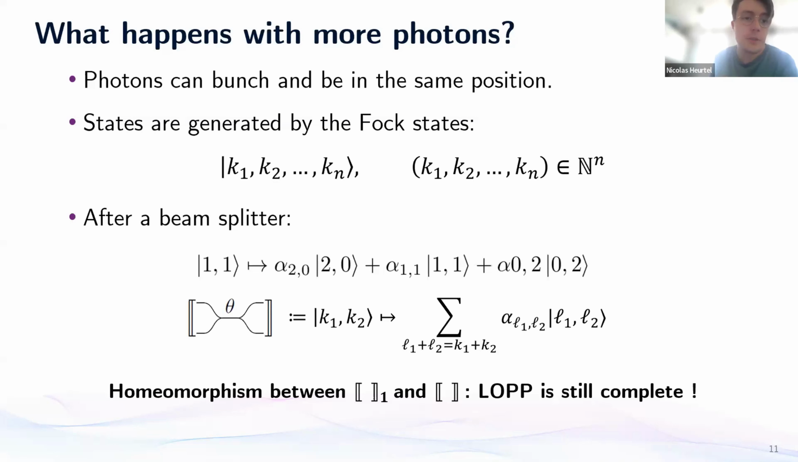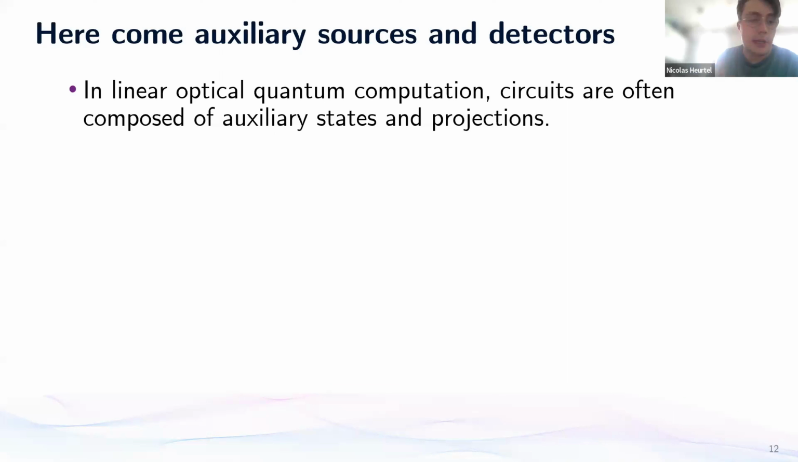However, when we talk usually about adding photons, we don't just talk about photons entering beam splitters and phase shifters. We talk about auxiliary photons and detectors. So we have to know that in linear optical quantum computing, very often, circuits are not just beam splitters and phase shifters, but also there are some ancilla, auxiliary states, and some effects, some post-selection, some detection.